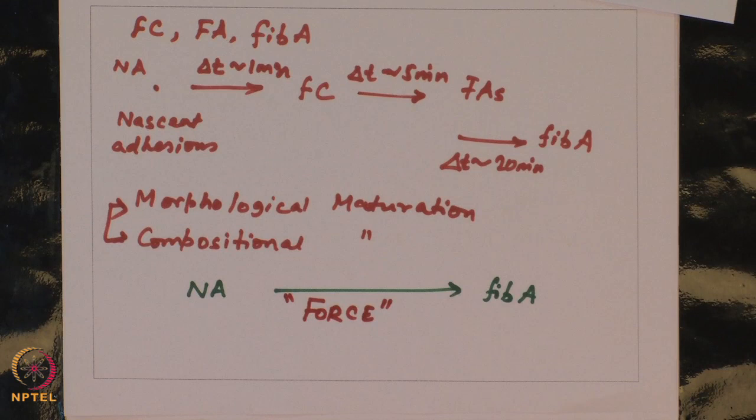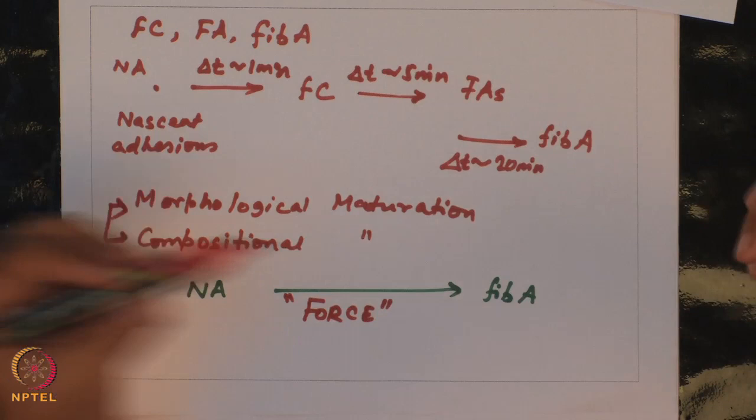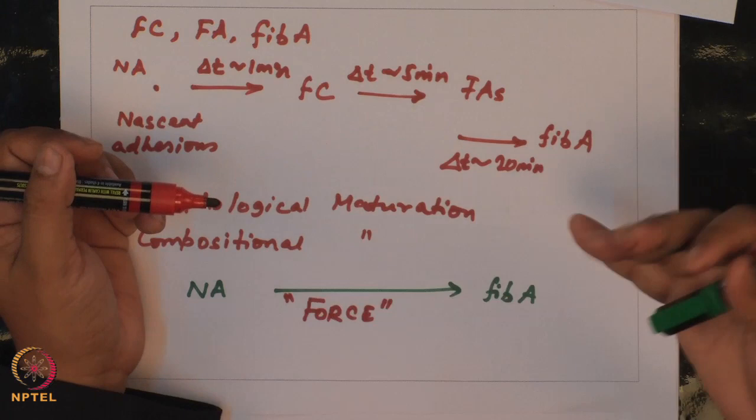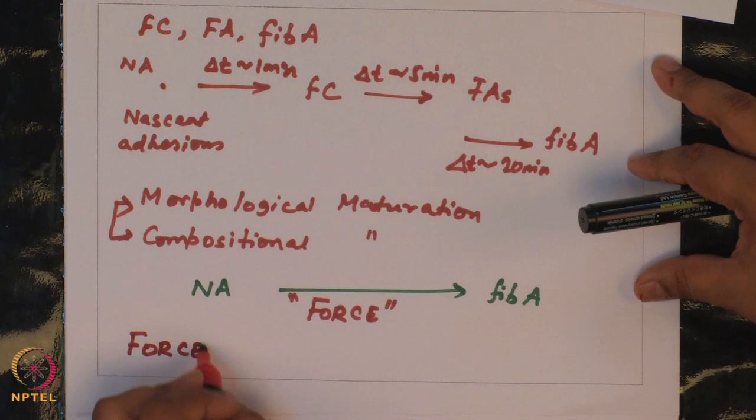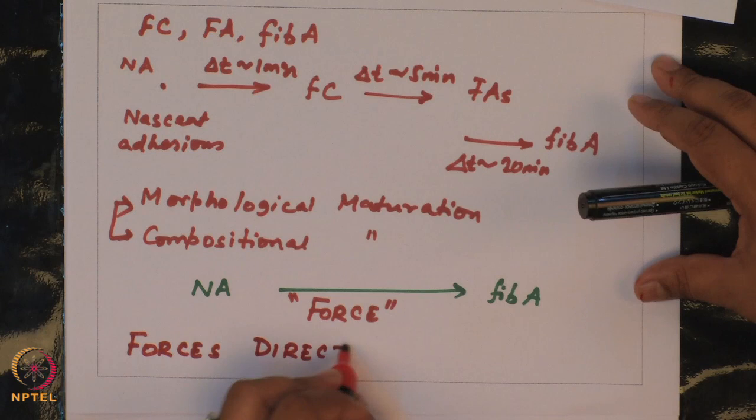force. Okay, so it is not that they just assemble together, it is force which drives the conversion of small adhesions to bigger ones, suggesting that there might be some signaling associated with protein unfolding which leads to recruitment, leads to a positive cycle which recruits more adhesion proteins, and that is how you get maturation of these focal adhesions. So this suggests that forces direct adhesion maturation.